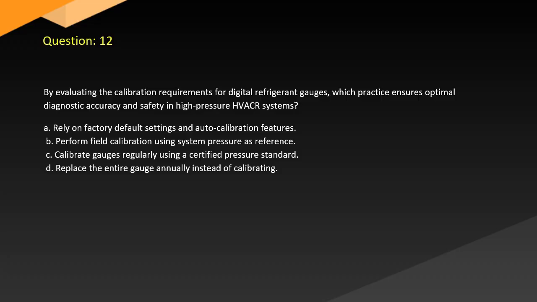Question 12. By evaluating the calibration requirements for digital refrigerant gauges, which practice ensures optimal diagnostic accuracy and safety in high-pressure HVACR systems? A. Rely on factory default settings and auto-calibration features. B. Perform field calibration using system pressure as reference. C. Calibrate gauges regularly using a certified pressure standard. D. Replace the entire gauge annually instead of calibrating.